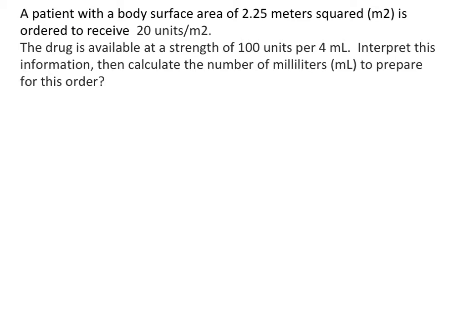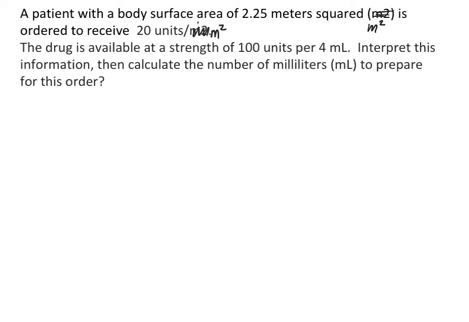The final example: a patient with a body surface area of 2.25 meters squared is ordered to receive 20 units per meter squared. The drug is available at a strength of 100 units per 4 mL. We need to interpret this information and think about how many milliliters the patient needs. There are lots of different things in this problem.